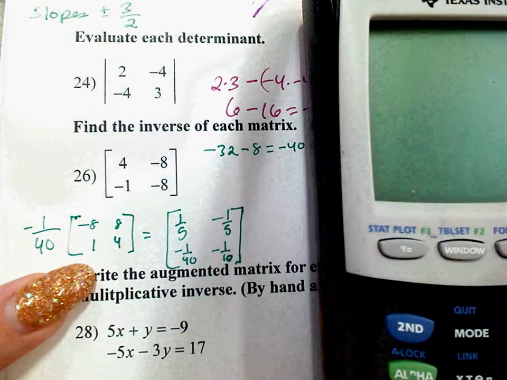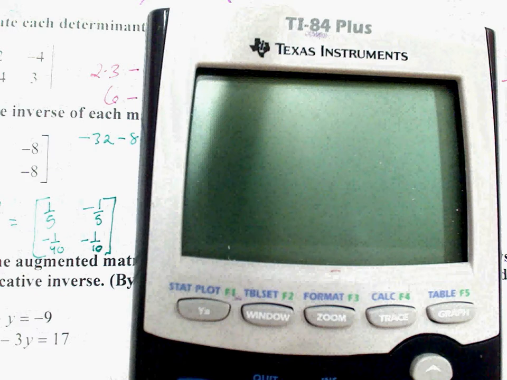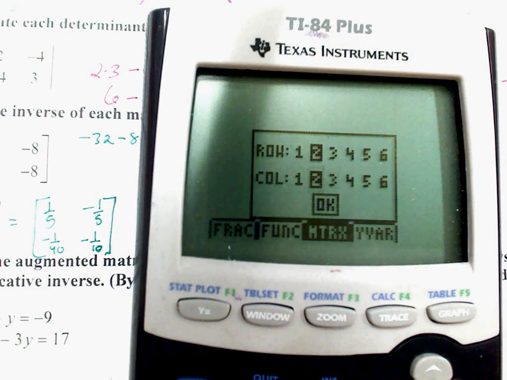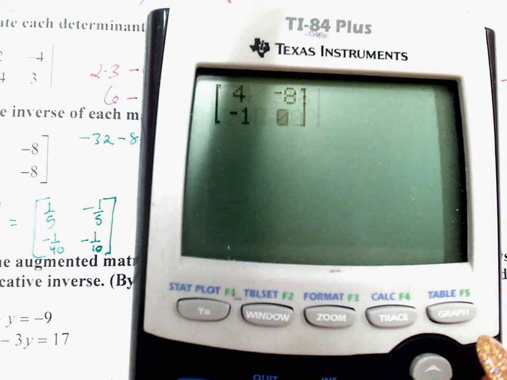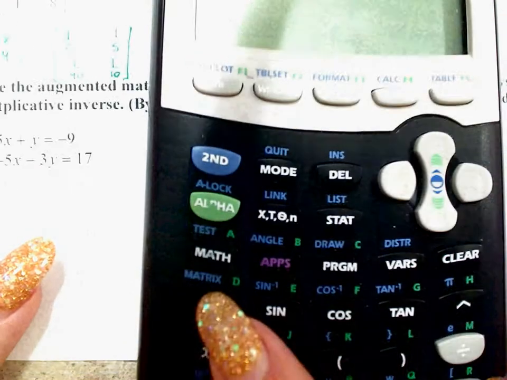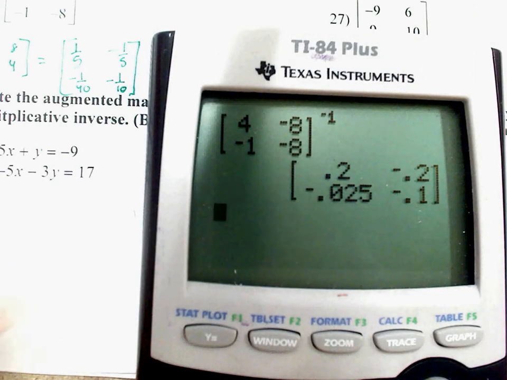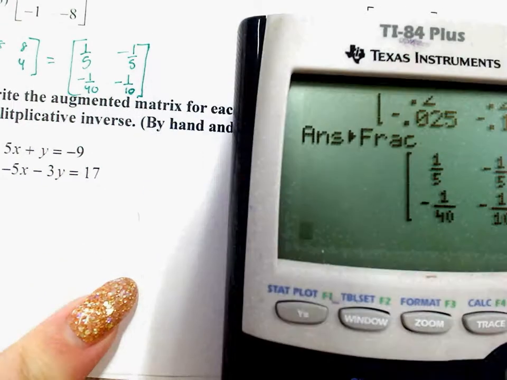There's nothing to solve. I do want to show you just real quick, in your calculator, if I asked you to find the inverse, all you'd have to do is go alpha zoom. It's a 2 by 2. I'm going to enter 4, negative 8, negative 1, negative 8. The button the matrix is above is negative 1, so that means the inverse. Press enter, and you can do math, enter, and it'll give it to you as a fraction. So 1/5, negative 1/5, negative 1/40th, and negative 1/10.